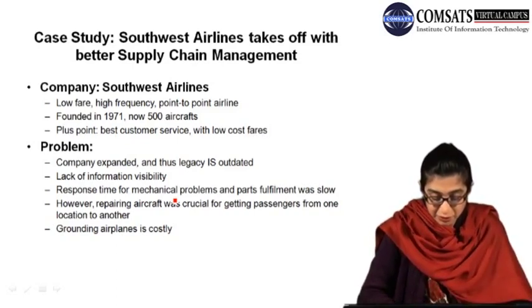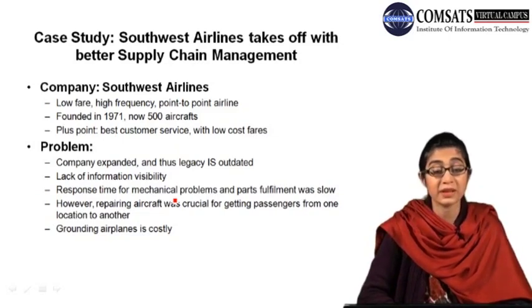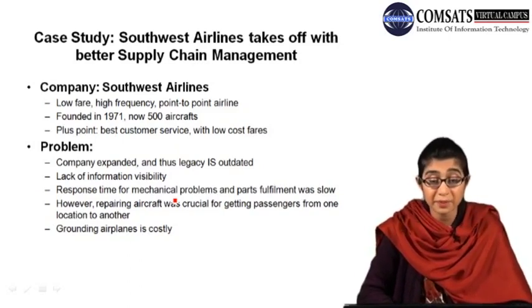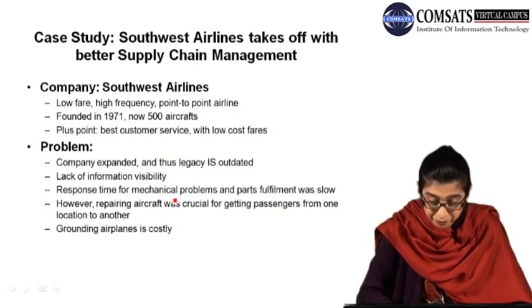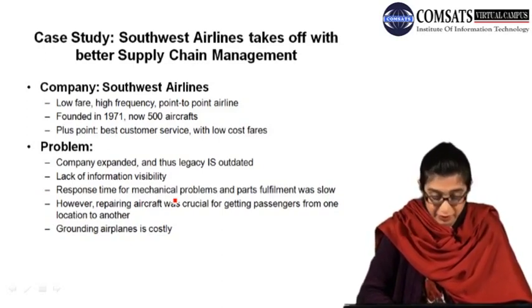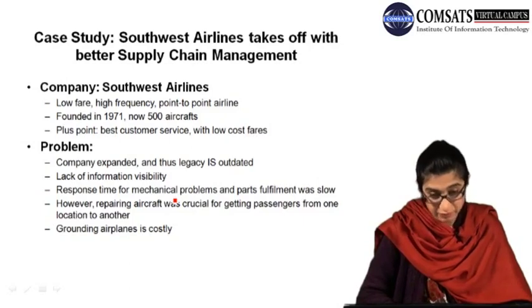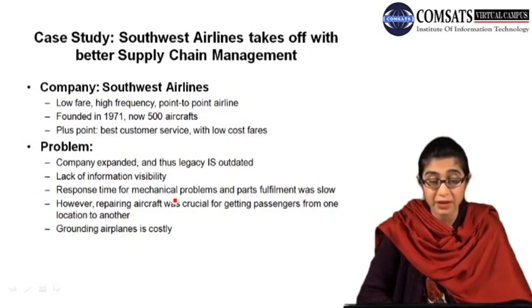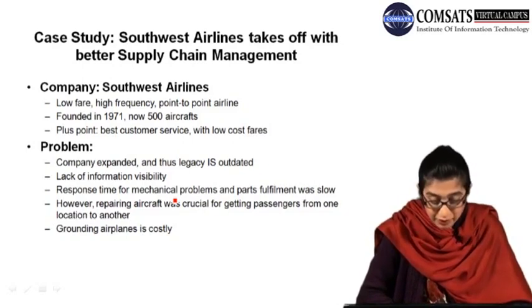The company is the largest low-fare, high-frequency point-to-point airline in the world, and the largest overall measured by number of passengers per year. It was founded in 1971 with 4 planes serving 3 cities. It started off with only 4 planes and now it has over 500 aircraft in 68 cities.